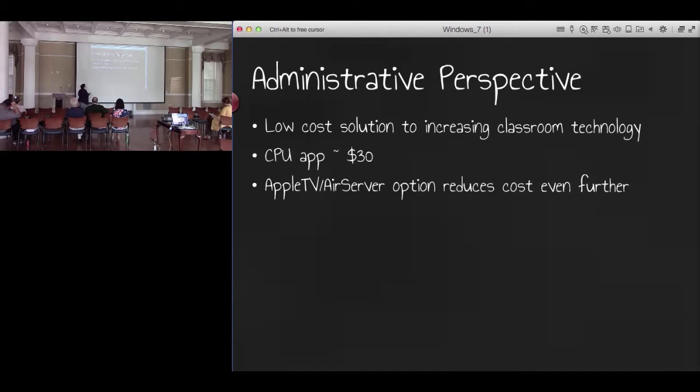Thing I like about it, it's a low cost solution. Back to what I said, it's $30 for the CPU app. If you want to go the Apple TV Air Server route, it reduces the cost even further, meaning you wouldn't have to have an LCD projector in the classroom. With Apple TV and an LCD monitor, or a small conference room for a seminar class with space for 8 to 10 students, like the one in our building that we mainly use for faculty meetings, it's another way to outfit that type of room with a low-cost solution.